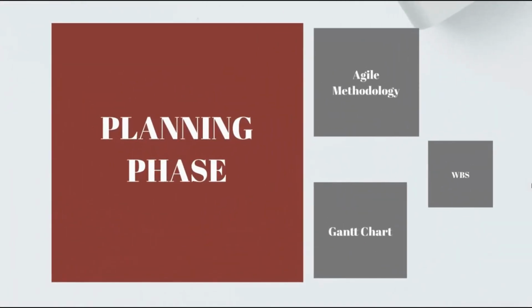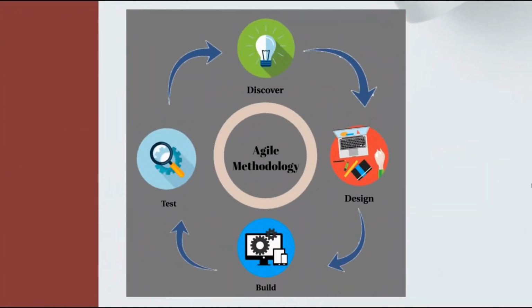The planning phase plays a major role before the project begins. Some of the plannings made are the methodology followed across the project period, the WBS, and the Gantt chart. Agile methodology is a practice that promotes continuous iteration of development and testing throughout the project lifecycle.